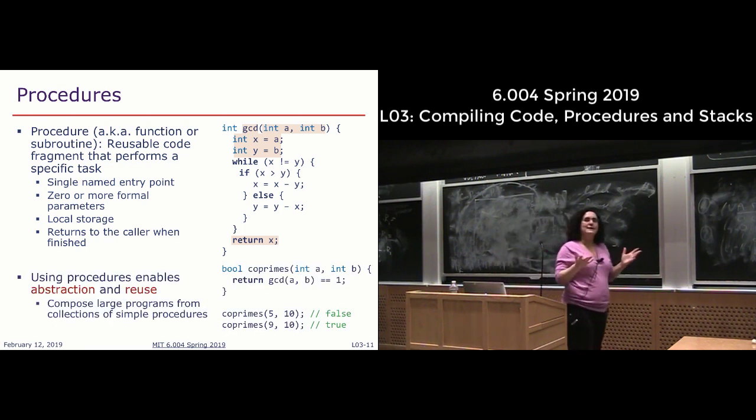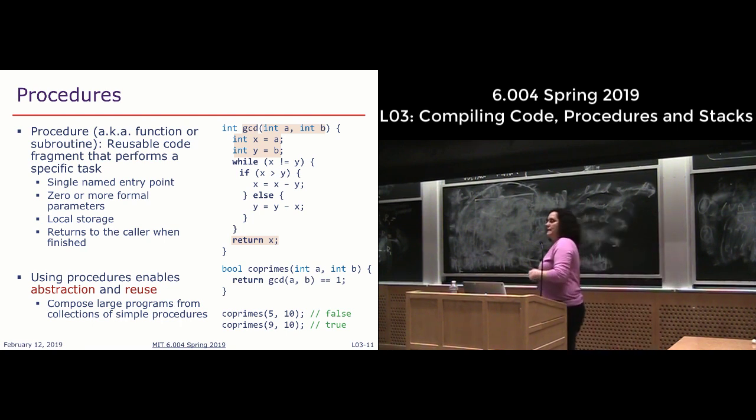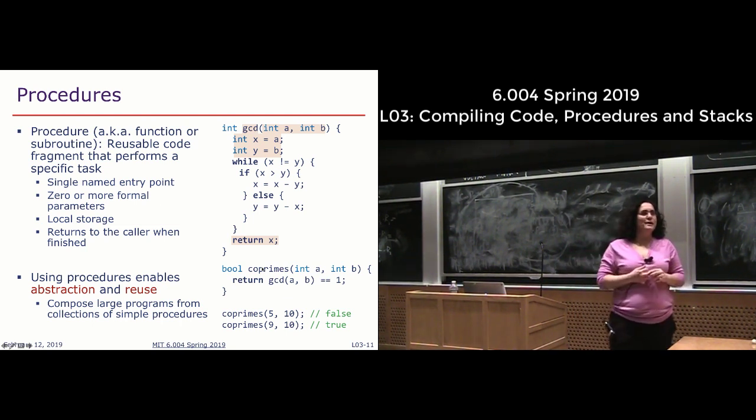Okay, so as we all know, procedures are a great form of abstraction, and they allow for code reuse. Here we just see a very quick example of this, where suppose that I wanted to write a coprimes function. Anybody know what coprimes is?